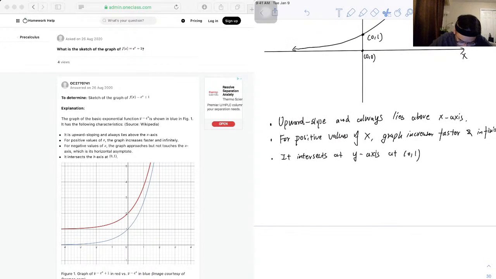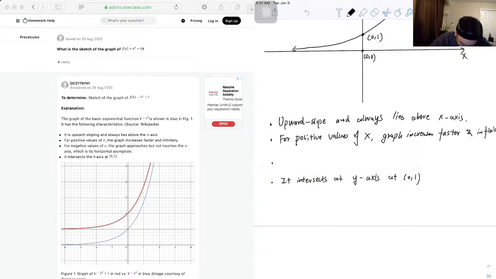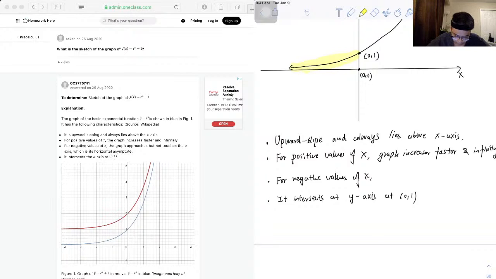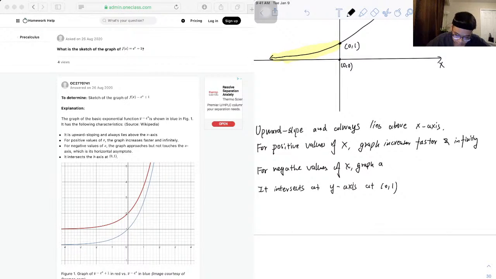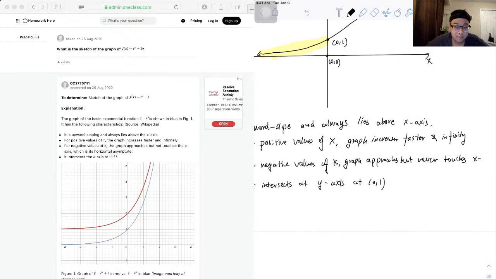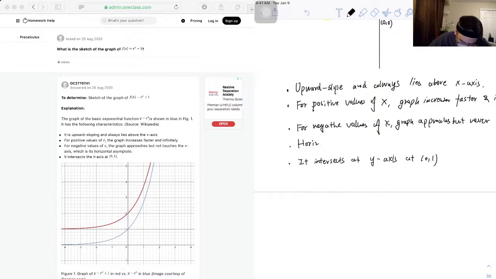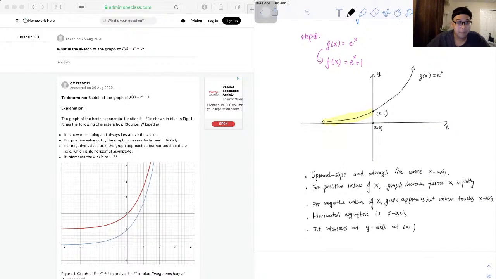And oh, I forgot the negative values of x. For negative values of x, where is this part? The graph approaches but never touches the x-axis, and the x-axis is its horizontal asymptote. So that's the next point. Horizontal asymptote is the x-axis. Yep. Right.